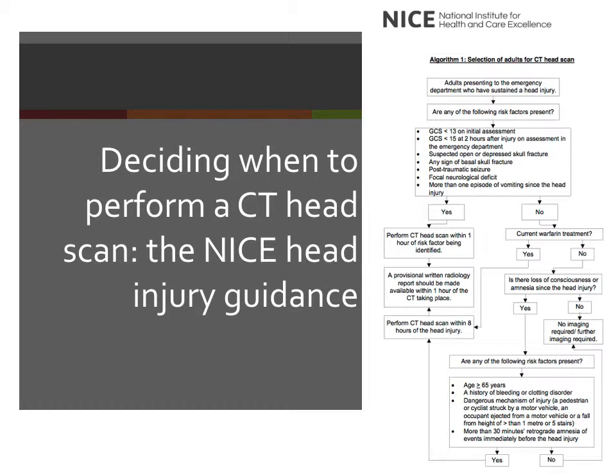If they're not anticoagulated, then the next question to ask is, has there been a loss of consciousness since the head injury? If the answer to this question is no, then they don't need any further imaging. If the answer to that question is yes, then we need to ask, are any of these additional factors present? Is the patient over 65 years of age? Is there a history of bleeding or clotting disorder? Is there a dangerous mechanism of injury? Or is there more than 30 minutes of retrograde amnesia of events before the head injury? If the patient has any of those features, then they should have a CT scan within 8 hours of the head injury.